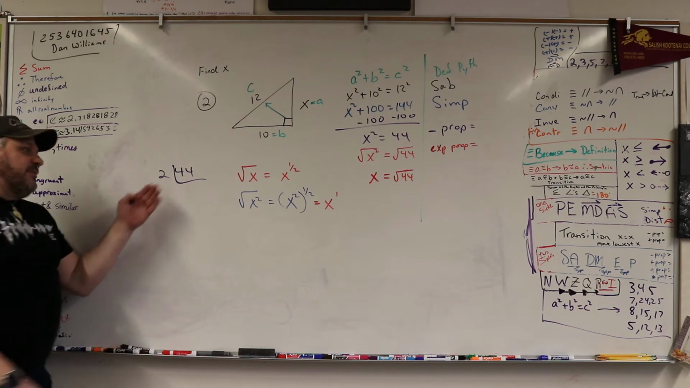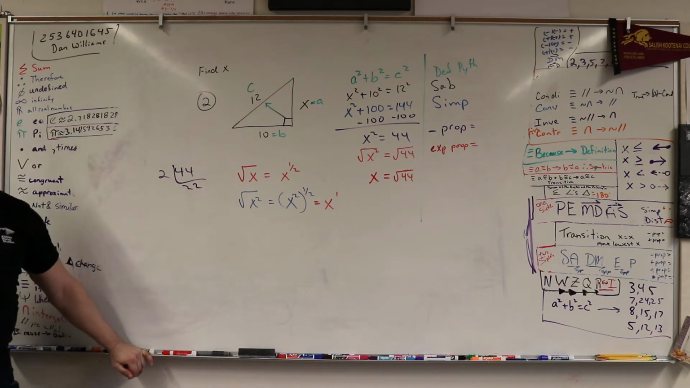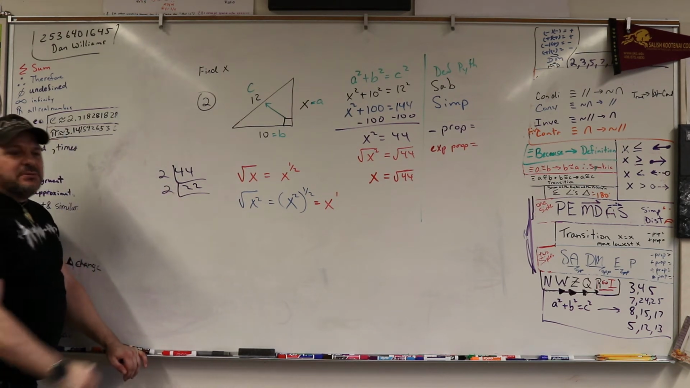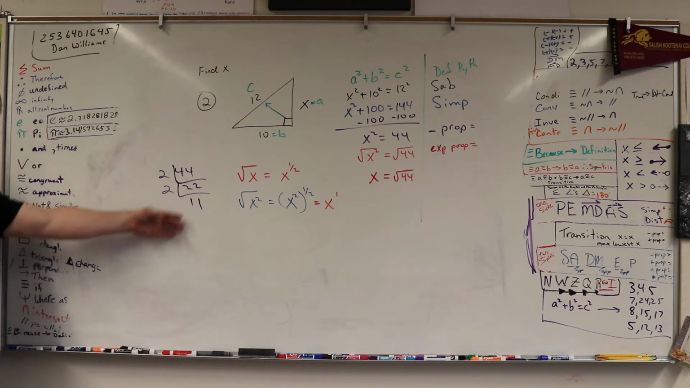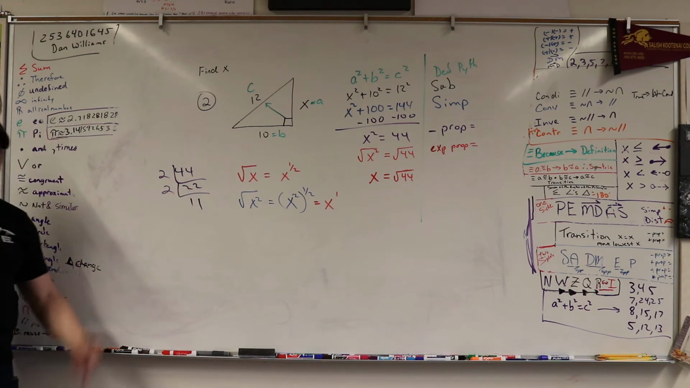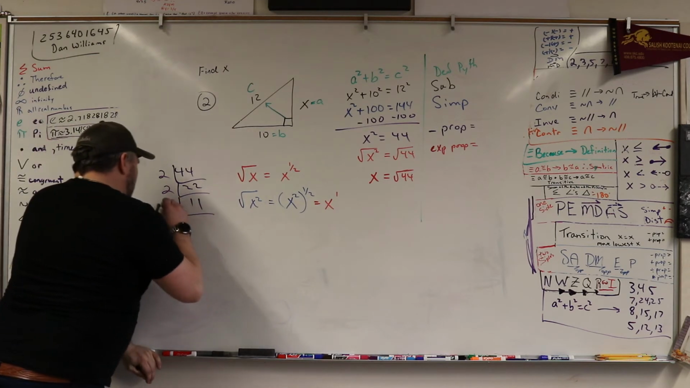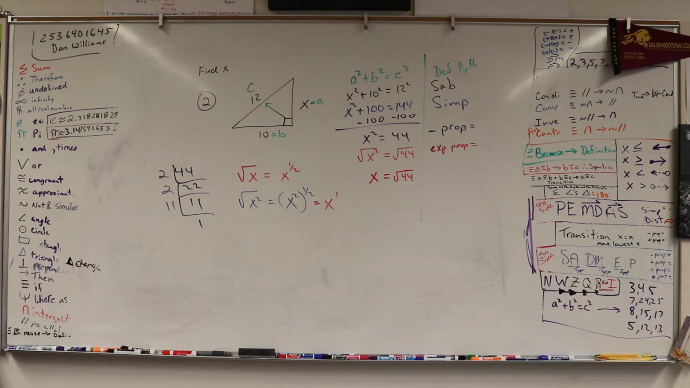Okay, so 2 goes into 4 twice. Okay, does 2 go into 22? Sure does. How many times? 2 goes into 2 once. Does 2 go into 11? No. Does 3? Does 5? Does 7? Does 11? Oh, there we go. Alright. How many times? And when you get to 1, you're done.